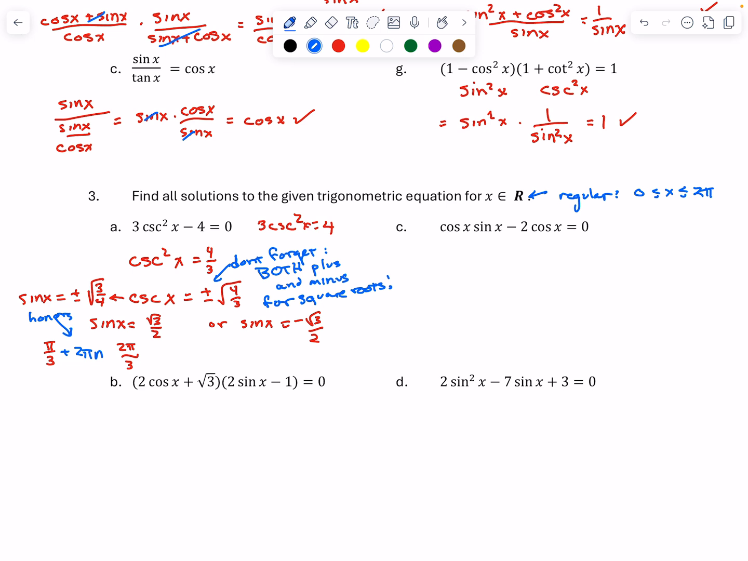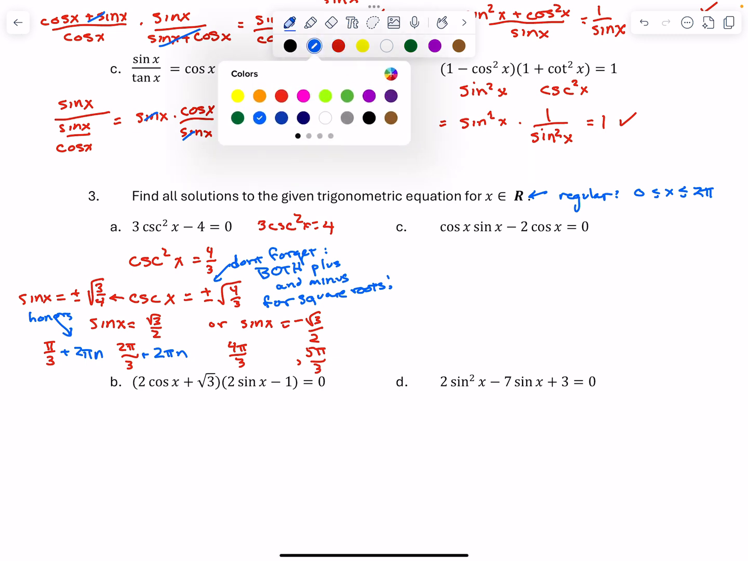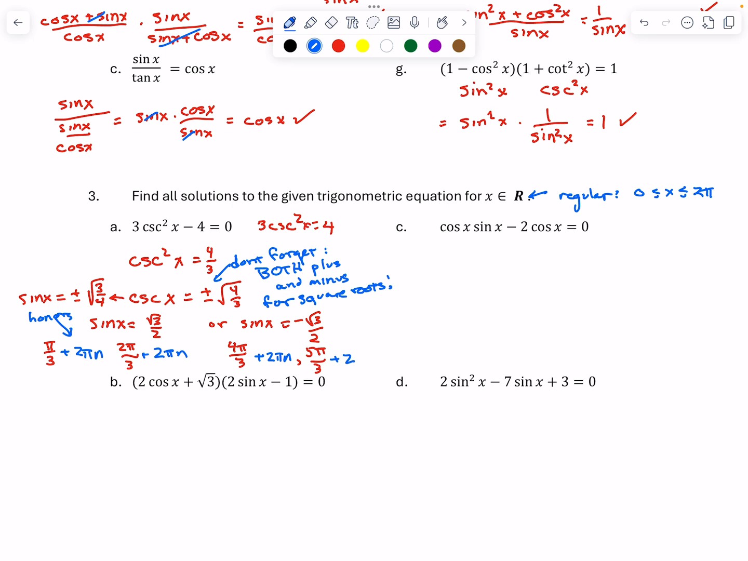For the honors people, we're going to say, don't forget you go around a circle and you get to the same place. And so it'll have the same answers. Negative root 3 over 2 is the third and fourth quadrant versions. Okay, we'll give you a little bit more room on the actual thing.